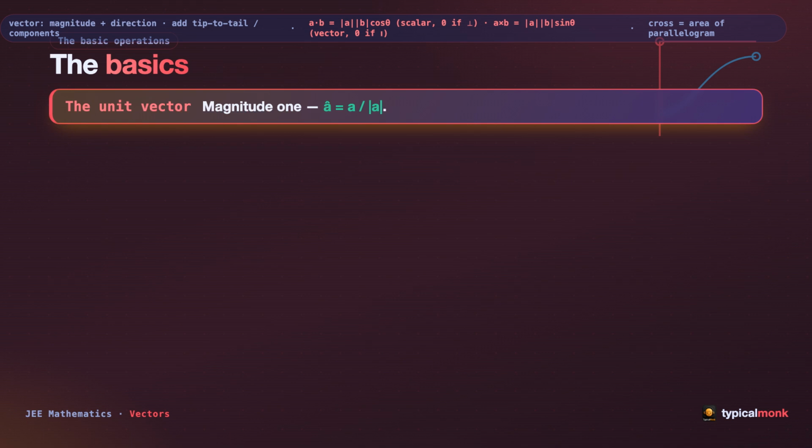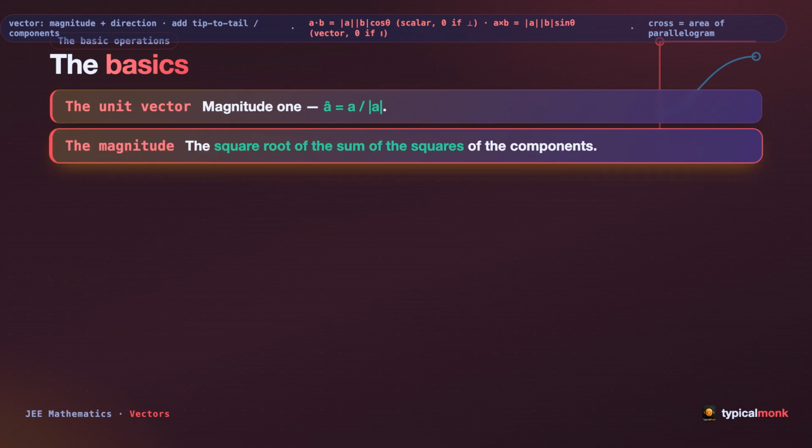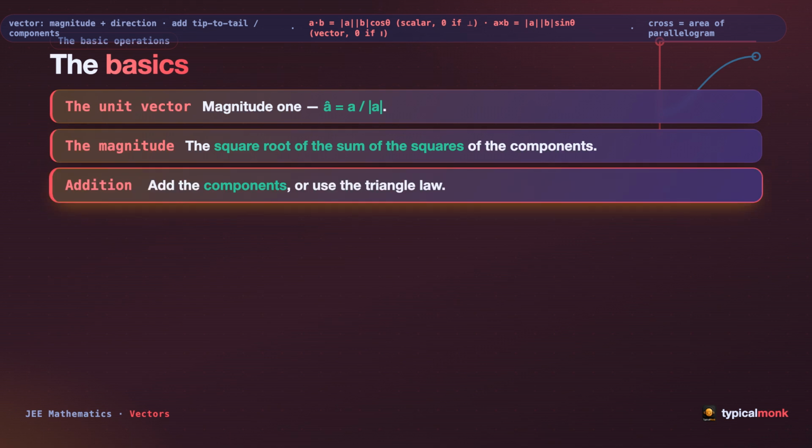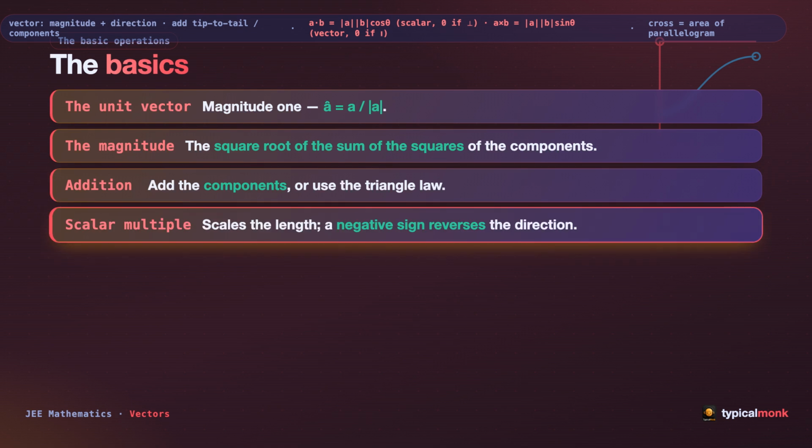Now the basic operations. The unit vector, magnitude 1, a hat equals A over the magnitude of A. The magnitude: the square root of the sum of the squares of the components. Addition: add the components or use the triangle law. The scalar multiple: it scales the length and a negative sign reverses the direction.